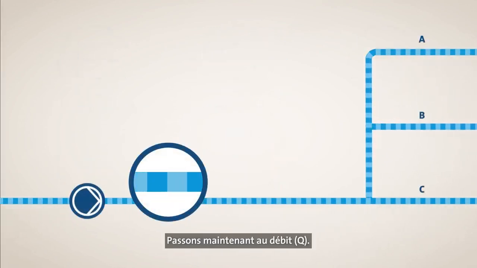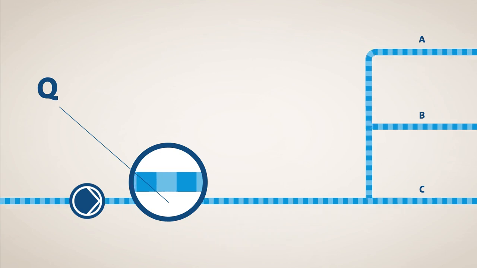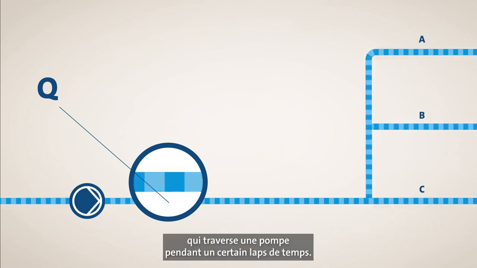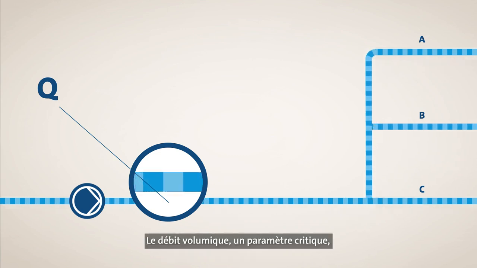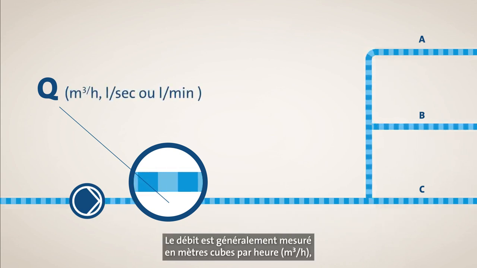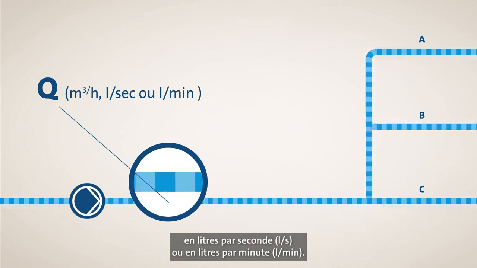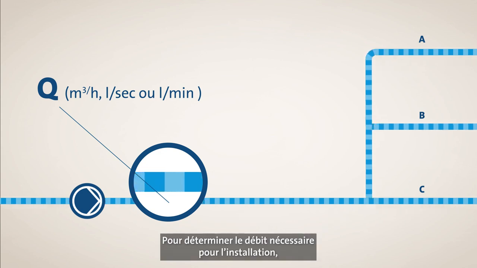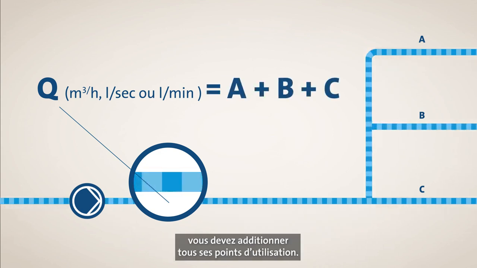Next, there's the flow, or Q. Flow is the amount of liquid that passes through a pump within a certain period of time. Volume flow is a critical parameter because we need to deliver a certain volume of water for a specific purpose. Typically, flow is measured in either cubic meters per hour, liters per second, or liters per minute. To work out how much flow is needed for the system, you must add up all the individual elements of the system.